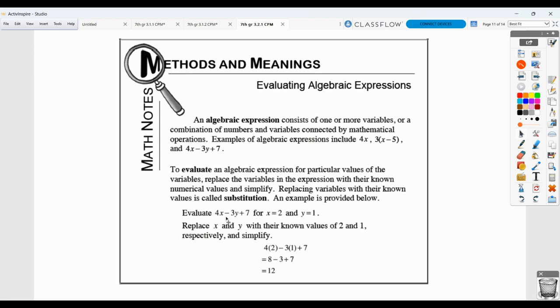So when we replace variables with their known values, we call it substitution, and they give you an example. If we're asked to evaluate 4x minus 3y plus 7 with x being equal to 2 and y being equal to 1, we replace x and y with the values of 2 and 1, and then find the answer. So evaluate means to find the value. What they did is 4x became 4 times the value of x, which is 2, minus 3y became 3 times the value of y, which is 1, and then plus 7. And then they just went ahead and followed order of operations, finding the answer.